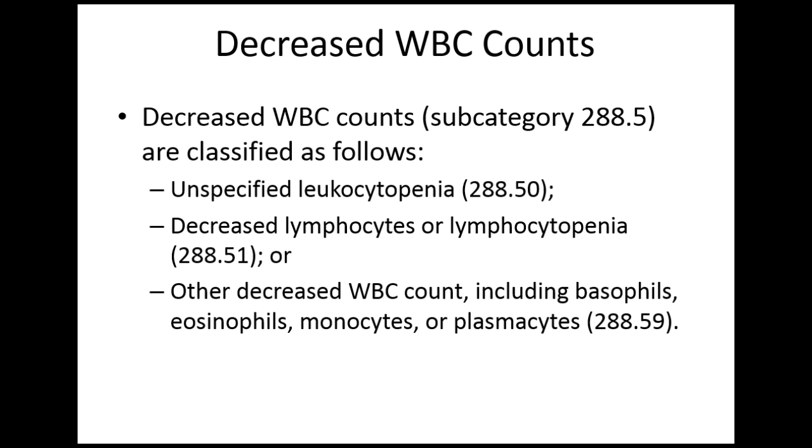And here you will see various types of decreased white blood counts. Unspecified leukocytopenia is coded to 288.50. A decrease in lymphocytes or lymphocytopenia is coded to 288.51, or other decreased white blood cells, including basophils, eosinophils, monocytes, or plasmacytes, are coded to 288.59.